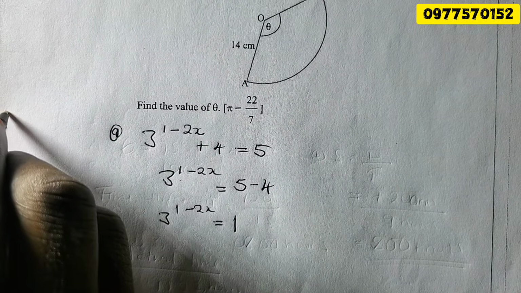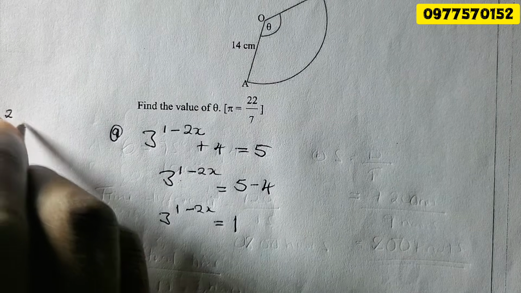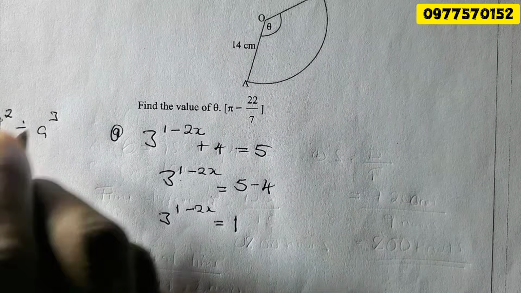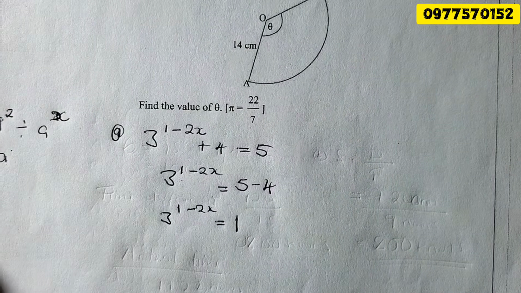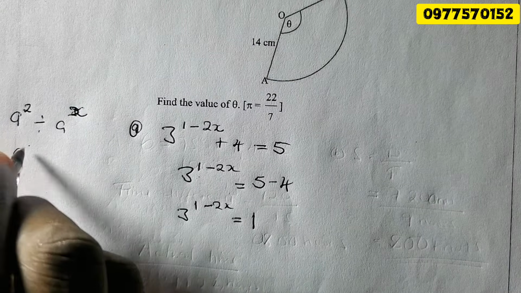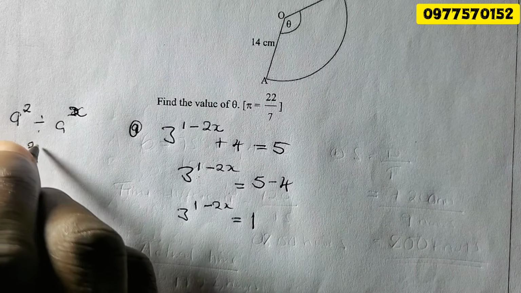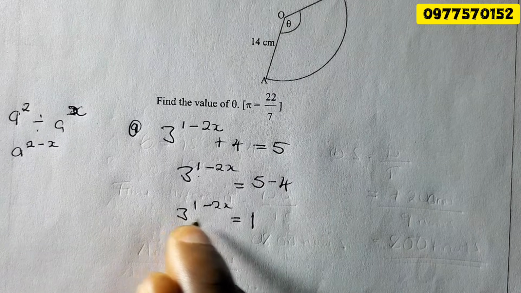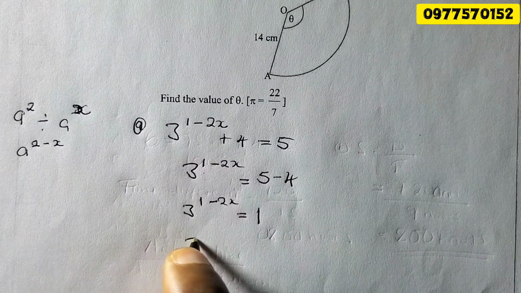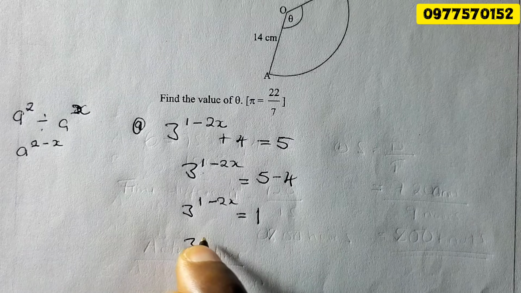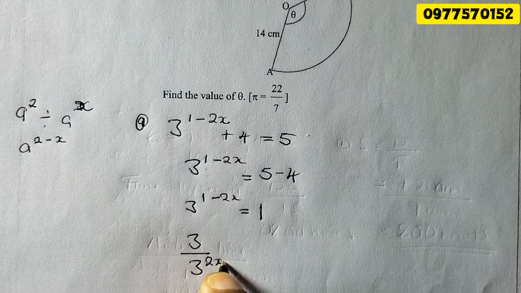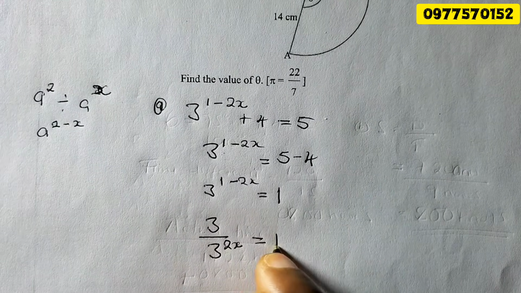When you have a to the power, let's say 2, divided by a to the power 3, you write the common base a, then you subtract the powers. Let's say it was x, then you write the common base, then you subtract the powers. It will be 2 minus x. You see? So, in other words, this one was 3 over another 3 to the power 2x is equals to 1.